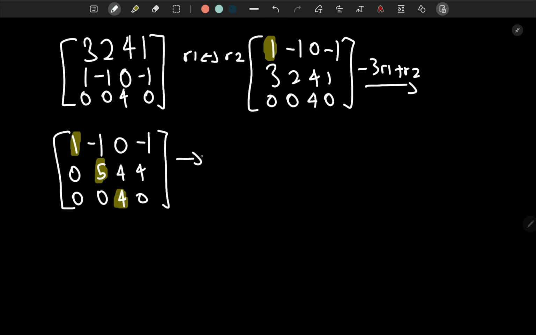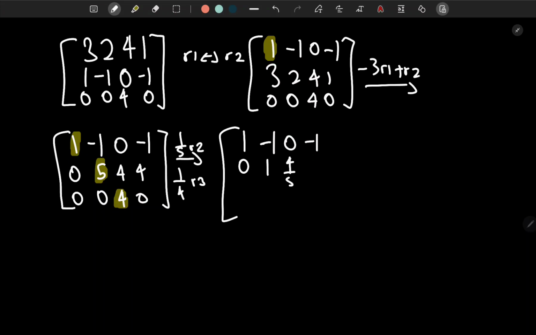So here I'm going to do 1 over 5 r2, and then 1 over 4 r3, right? And then we are left with the first row staying the same, and then 0, 1, 4 over 5, 4 over 5 again, and the last one is just 0, 0, 1, 0. So now we have all our pivots to be 1, so that's fine, and we don't have any digits below them. Now let's look above.